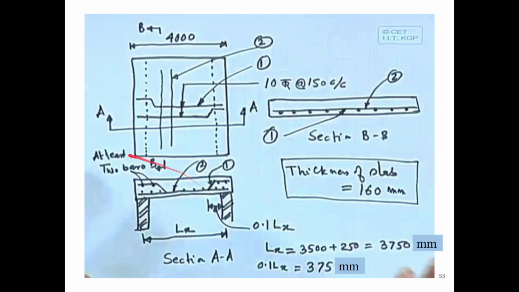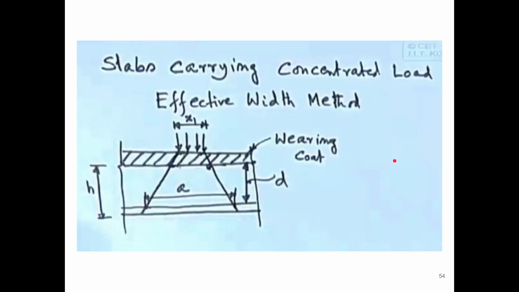So half of the width plus half of the width, which is the width. 3500 plus 250 is 3750 mm, and 0.1 lx is 375 mm. So this is the value, 375 mm, or you can say it to be around 1 feet, more than 1 feet. And thickness of slab is taken as 160 mm, which is definitely greater than 117 point something, which was required. So all the conditions are satisfied. So this is the solution and the design of the slab.